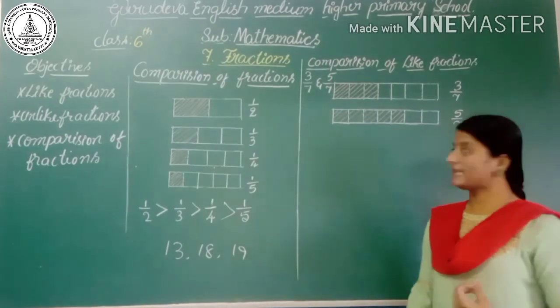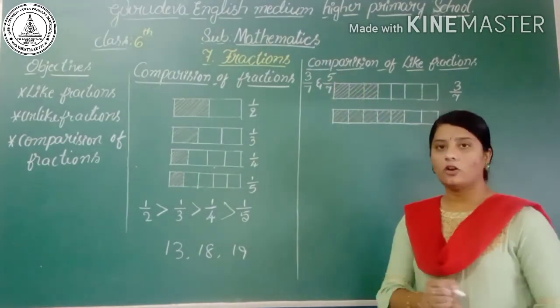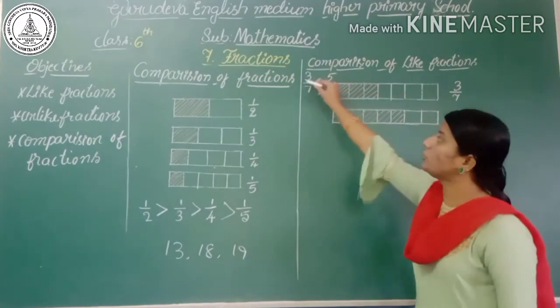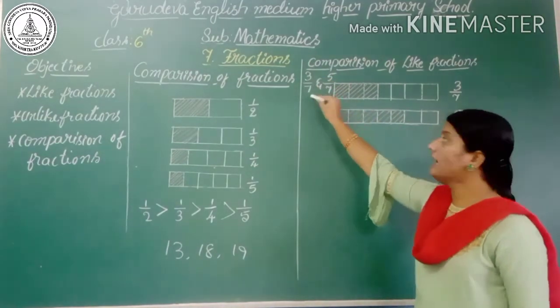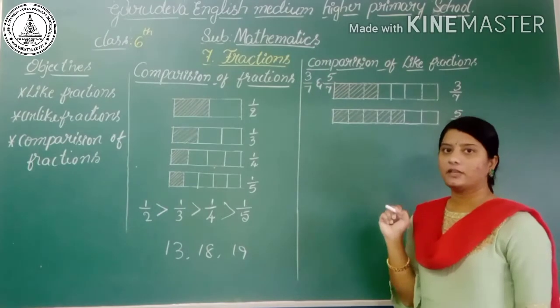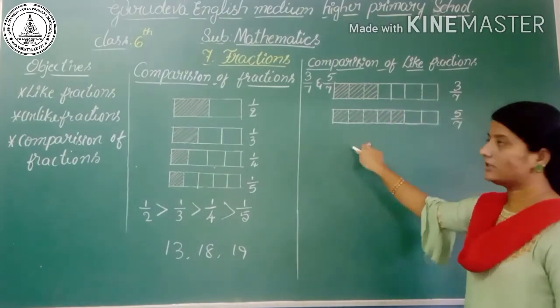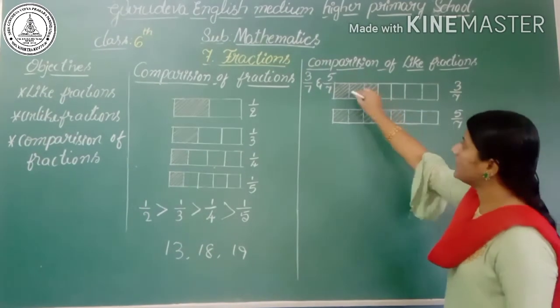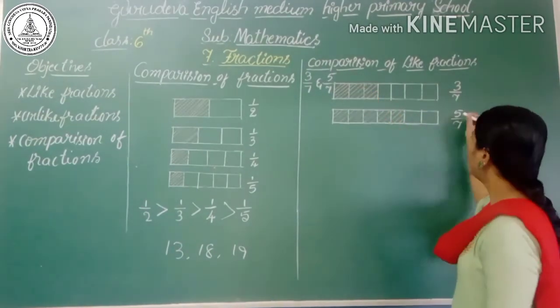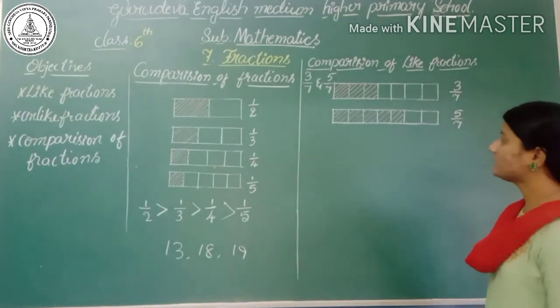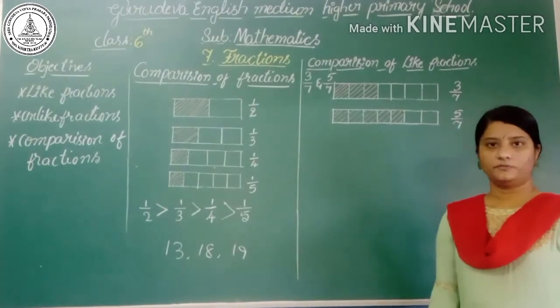Fractions with the same denominator are like fractions. See here, I have taken the two fractions 3 by 7 and 5 by 7. We can represent them through figures. In 3 by 7, 3 parts are shaded, and in 5 by 7, 5 parts are shaded. We can easily say which is the greatest fraction.